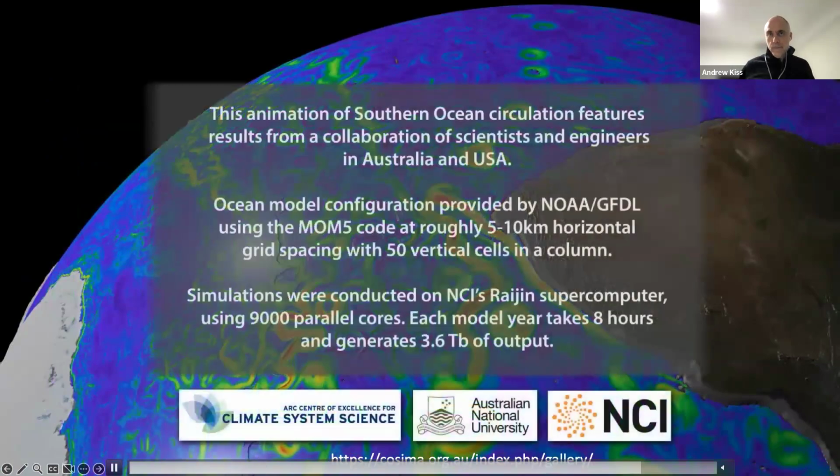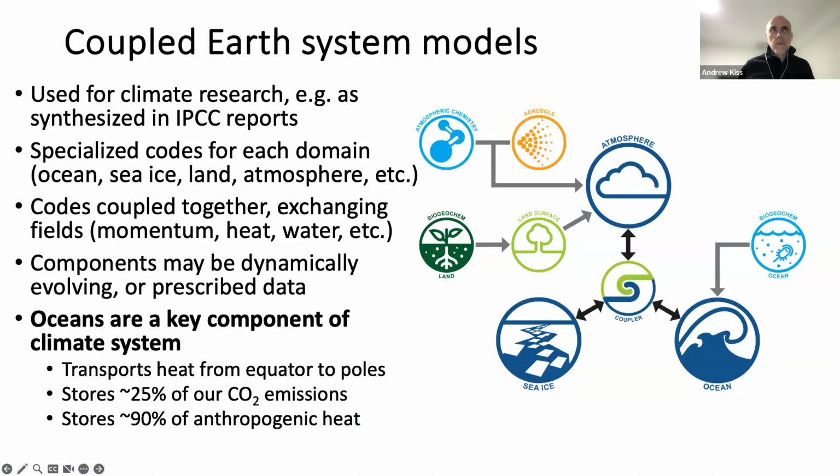Now, the role in the climate system. The oceans are a really fundamental and really important part of the Earth's climate system. As I've said, they transport heat from the equator to the poles, which the atmosphere also does. They also store about a quarter of the CO2 that we've emitted, and they store about 90% of the excess heat because of that. So it's pretty fundamental to the climate system.